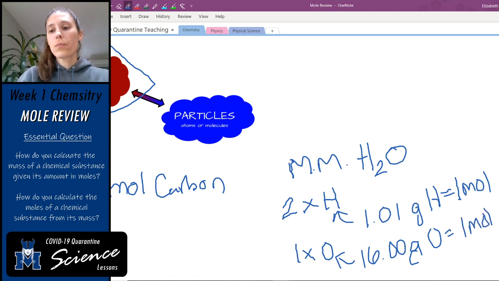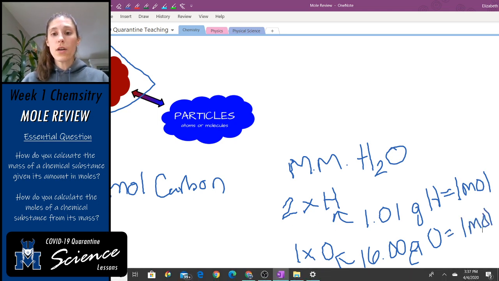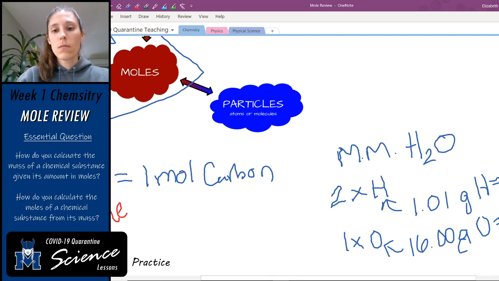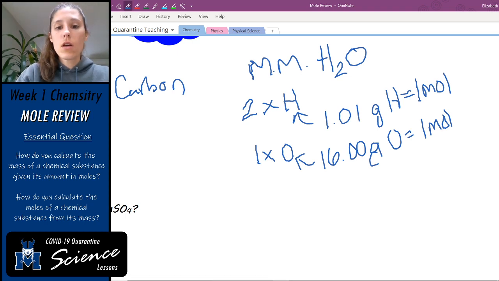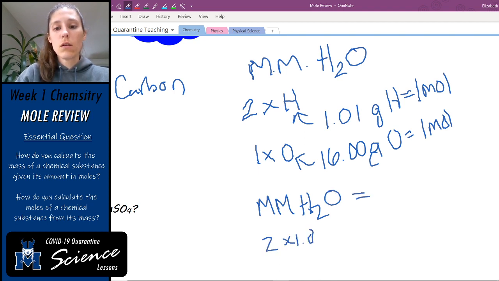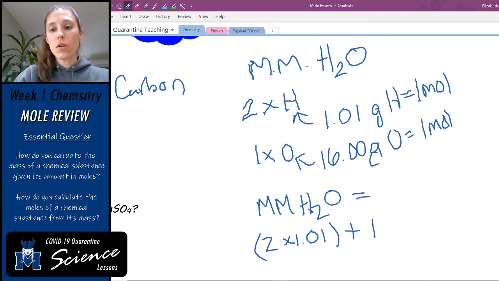To calculate the molar mass, the molar mass of H2O is going to equal 2 times 1.01 plus, we just have one oxygen in H2O, so 1 times 16.00.